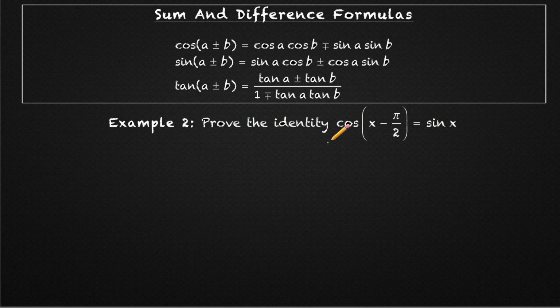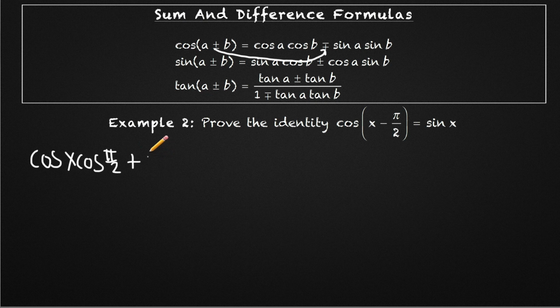Okay, in example 2, we want to prove the identity that the cosine of some angle shifted right 90 degrees is indeed actually the same as the sine of that angle. All right, so we notice that we have cosine of two angles that are being subtracted. So we can use the cosine difference formula, cosine A minus B. So that's going to be cosine of A, and then cosine of B, which is pi over 2. And if there's a minus here, we need to use a plus here because a minus here corresponds to a plus there.